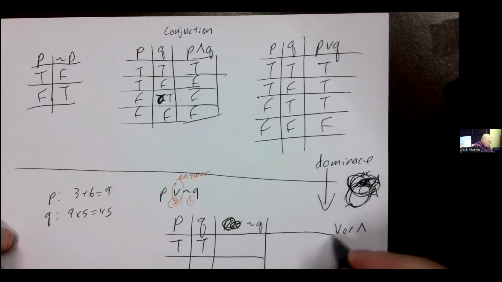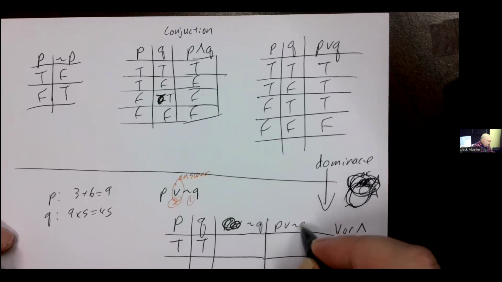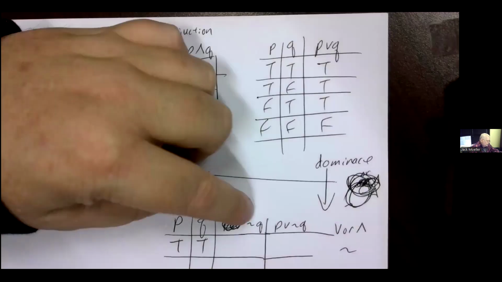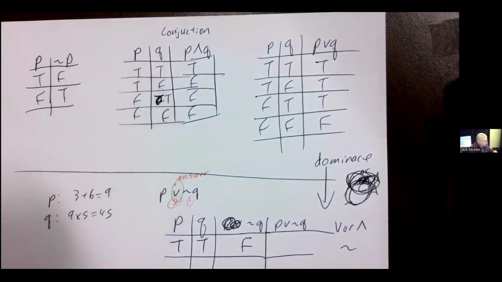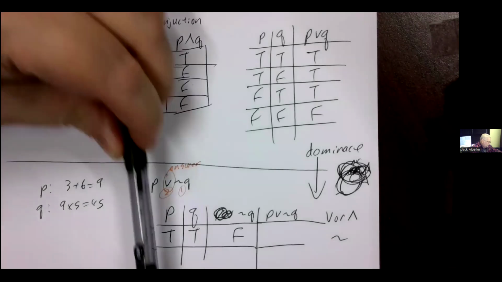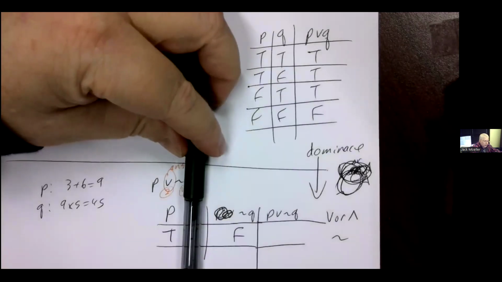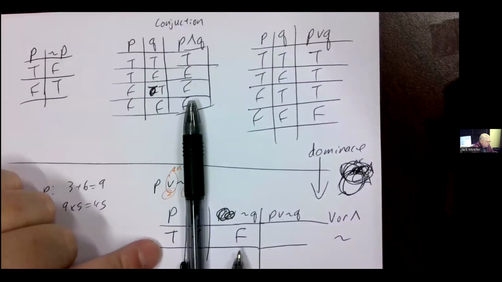So I kind of jumped ahead a little bit there. We've got to do the not Q first, and then we do the P or not Q. So what do we know about not Q? Well, Q is true, so not Q is false. Now we've got to do the or for P or not Q, so we don't care about Q. We're just looking at P and not Q.